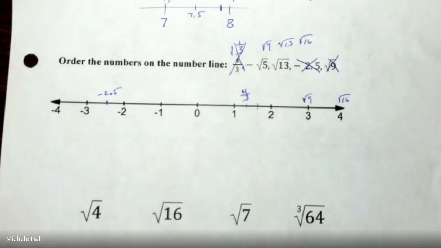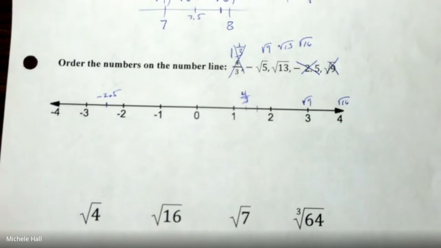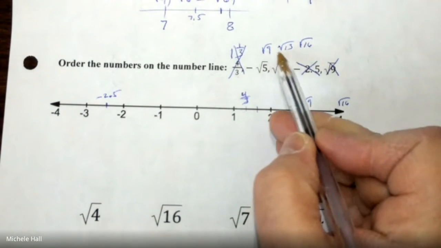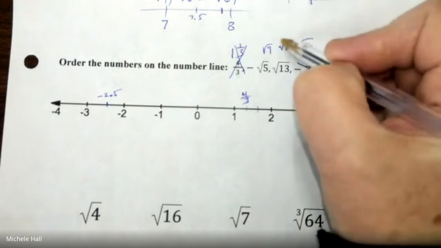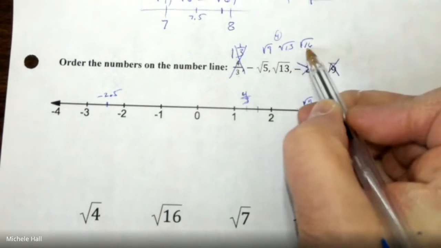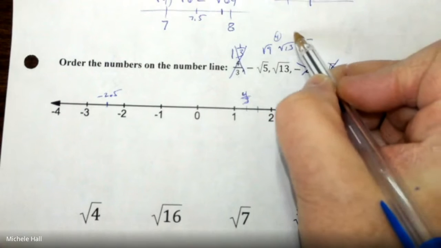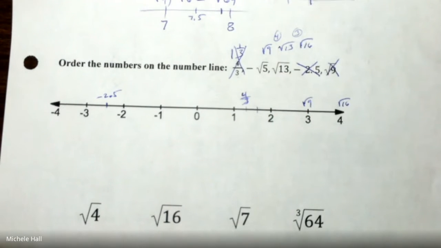And then again, I want to think about those distances between them. What's the distance between 9 and 13? It's 4 units away. How about 13 and 16? So where are we this time? We're closer to the middle.